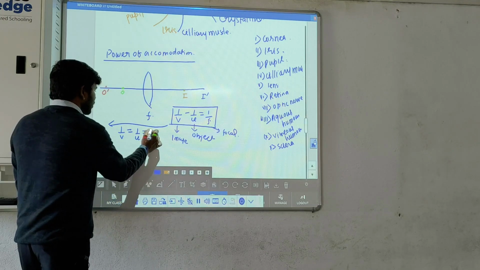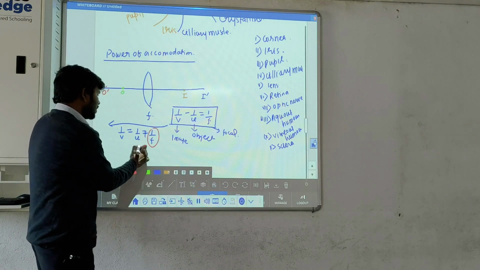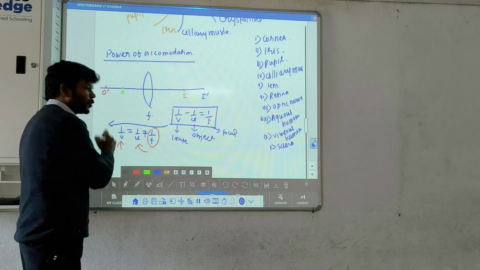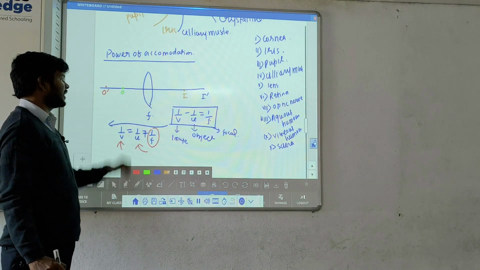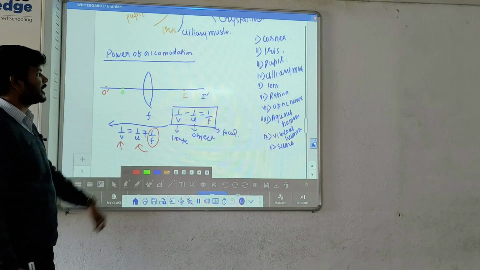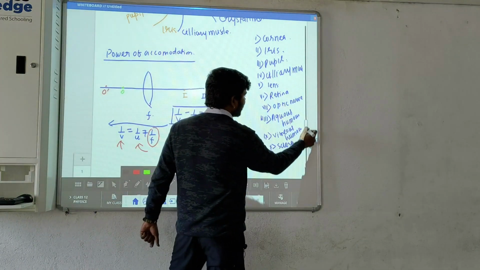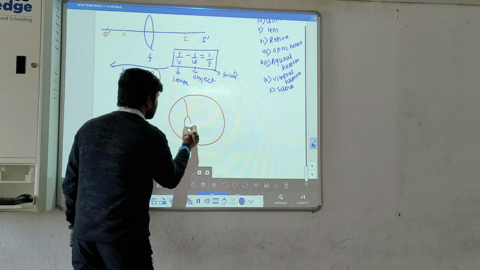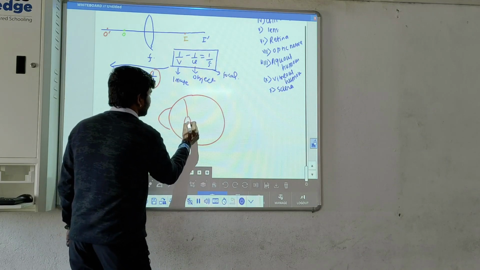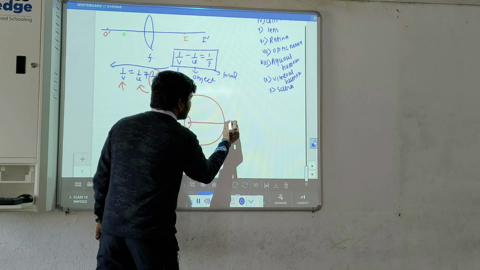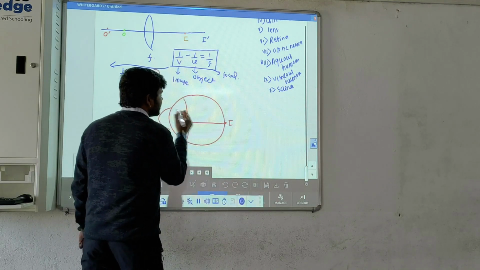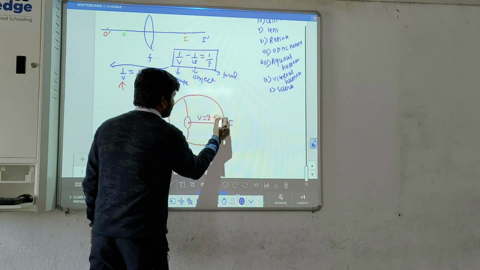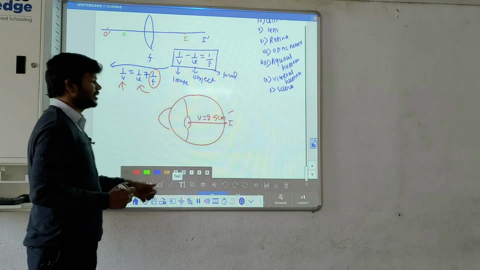Now in this equation, focal length is generally constant. So if the object distance is changed, then the image distance will also change. This is the case for a general lens, but this case is not applicable in the human eye. Suppose this is your human eye, this is the position of the lens, this is the curved part, and this is your retina. Suppose the final image is formed at the retina. So this image distance is approximately equal to 2.5 centimeter, that is equal to the diameter of this human eye.